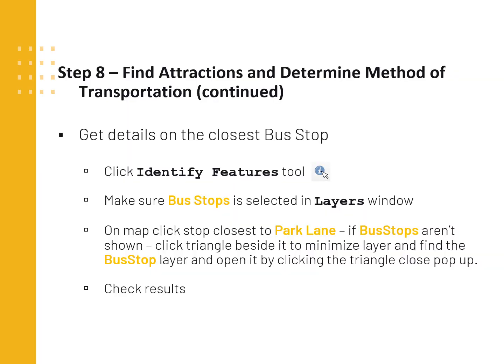So I'd like to get some information about the bus stop that's closest to Park Lane. To do that, I'd like you to click the Identify tool, which is the I button within the blue dot. And you're going to make sure Bus Stops is selected in the Layers window, and then click on the bus stop that's closest to Park Lane. Okay. If the bus stops aren't showing, then click on the little triangle to minimize the layer that is showing and find the bus stops layer and open it by clicking on the triangle to open that up. Then check your results.